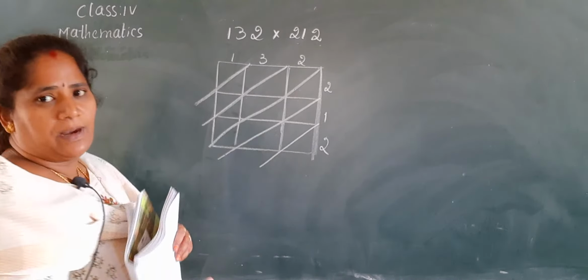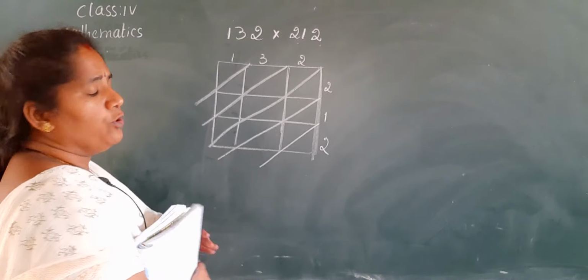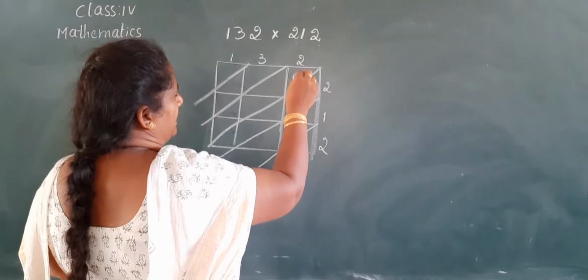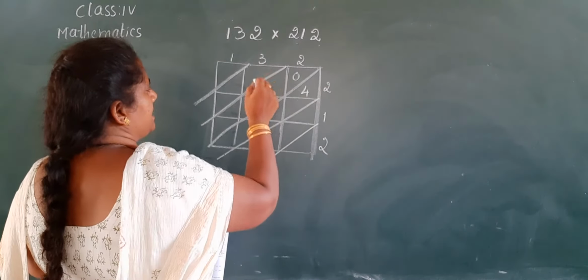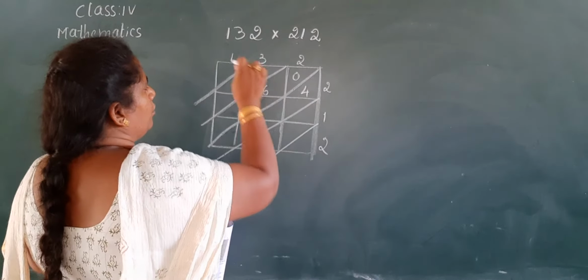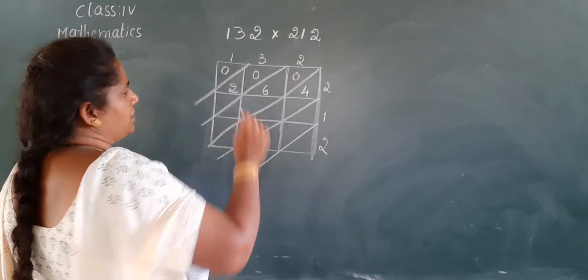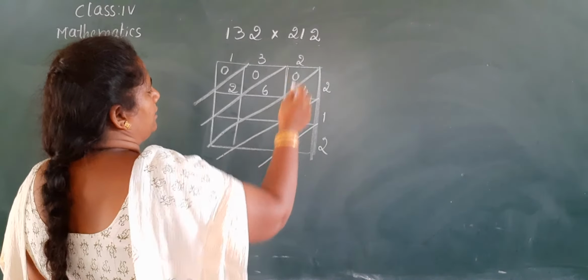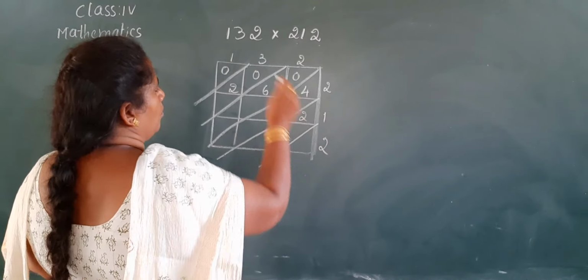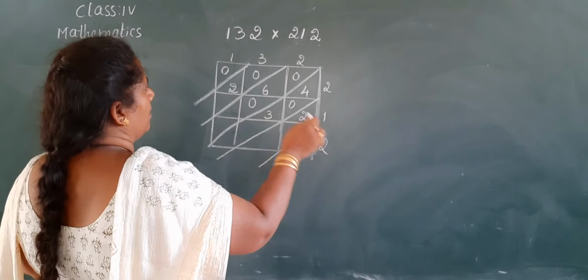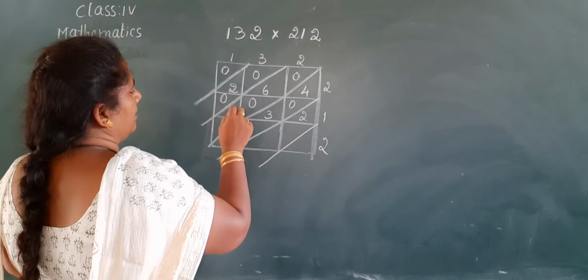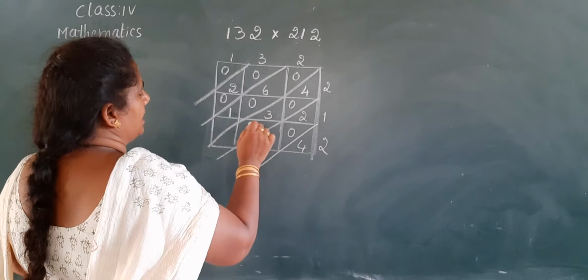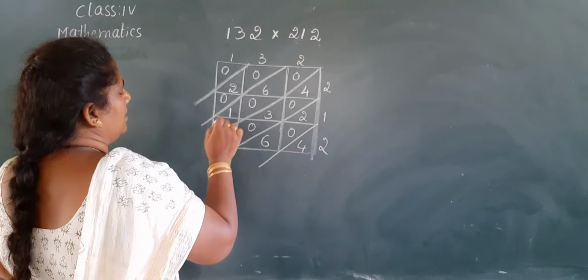Now multiply by 2 first. 2 2s are 4. 4 comes here, there is no tens number, so you keep 0 4. 2 3s are 6, 0 6. 2 1s are 2. Finish. Next, multiply by the tens place digit. 1 2 is 2. 1 3 is 3. 1 1 is 1. Next, 2 2s are 4. 2 3s are 6. 2 1s are 2.